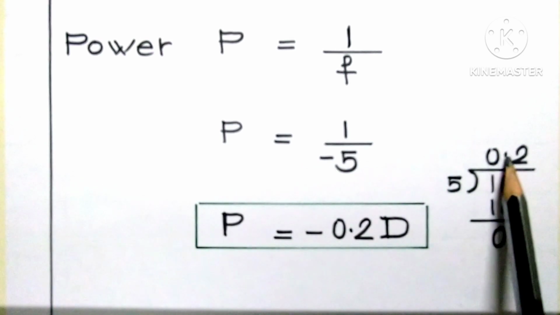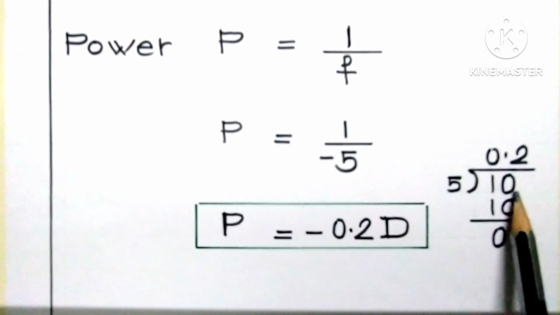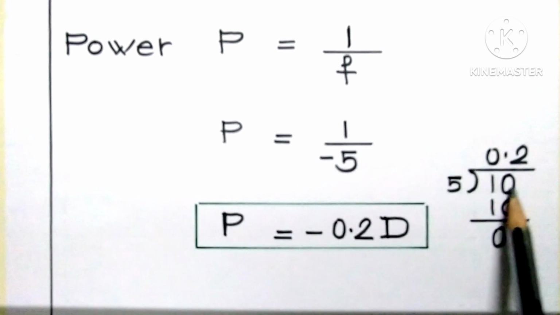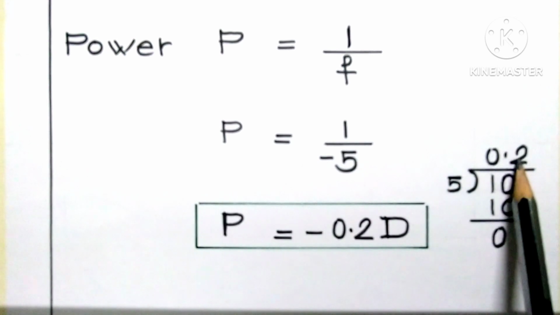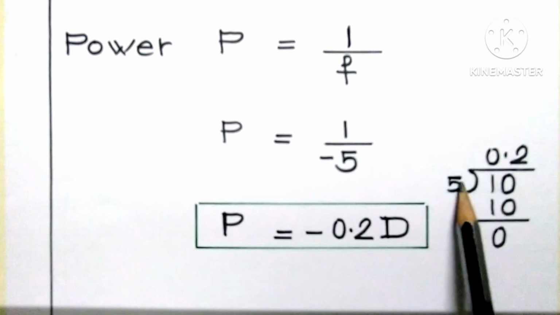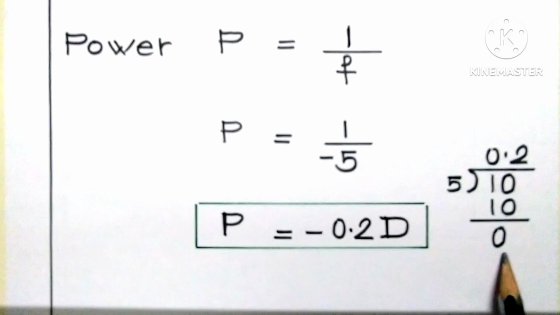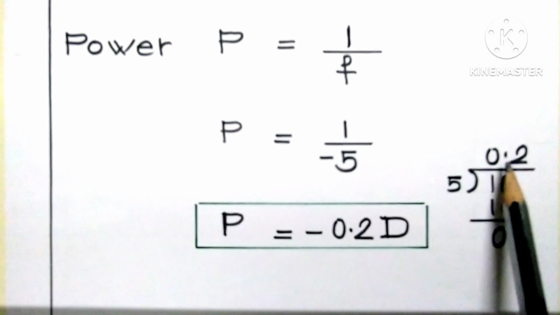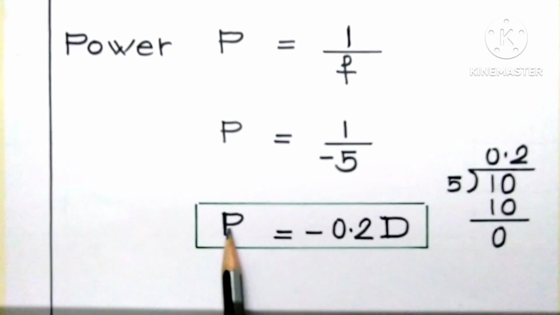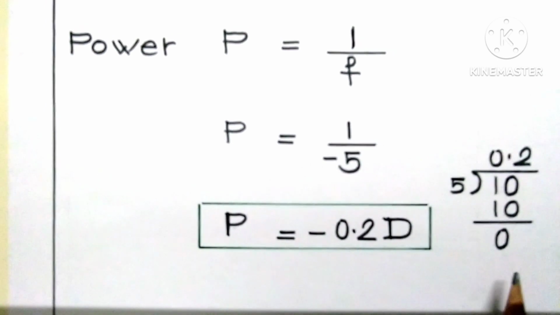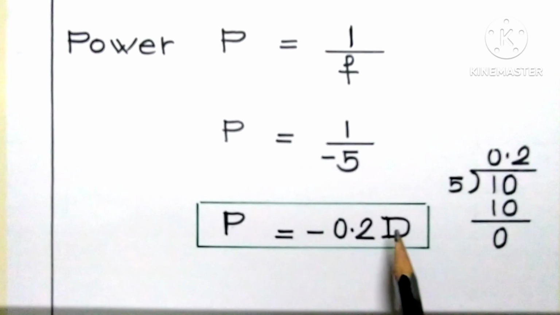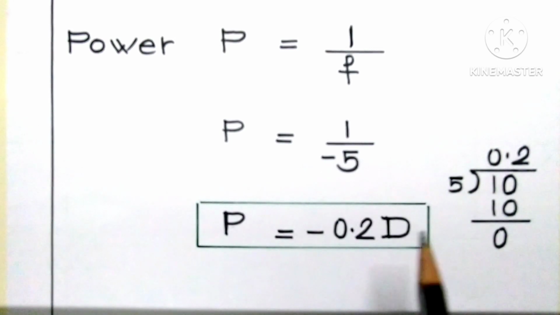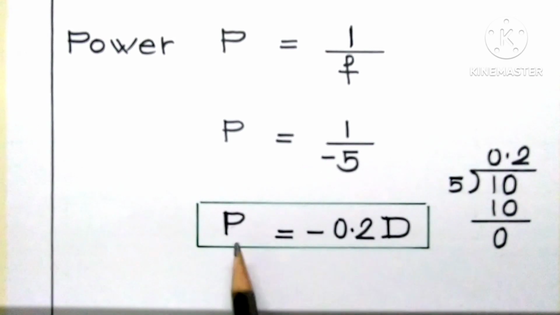Then after placing the decimal, let us include this 0. Now it has become 10. So in 10, how many 5s are there? 2 5s. So let us put the 2 over here. 2 into 5, 10. 10 minus 10, 0. So the quotient is 0.2. So the power is minus 0.2 D. This capital D stands for diopter, which is the SI unit for power.